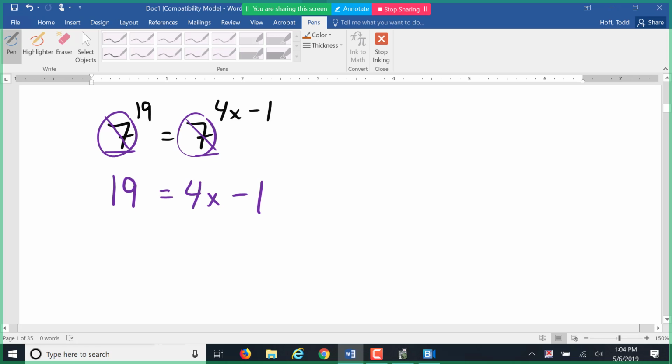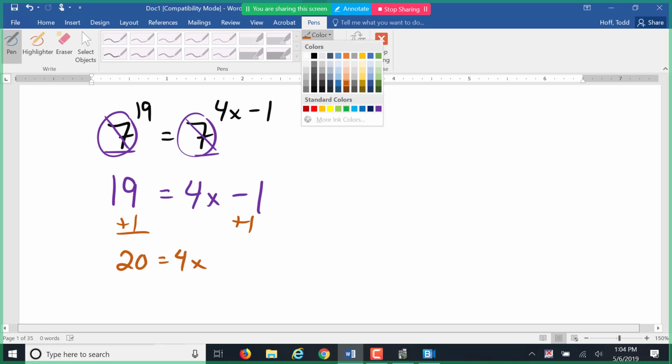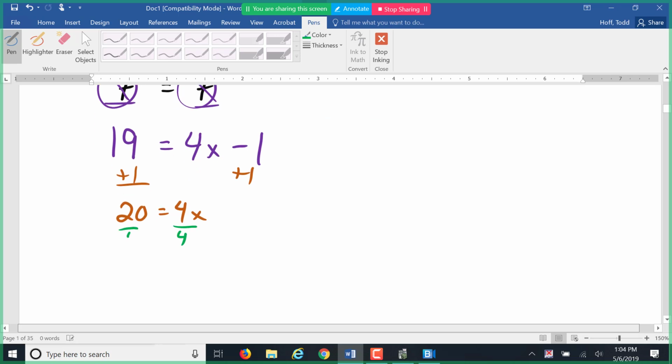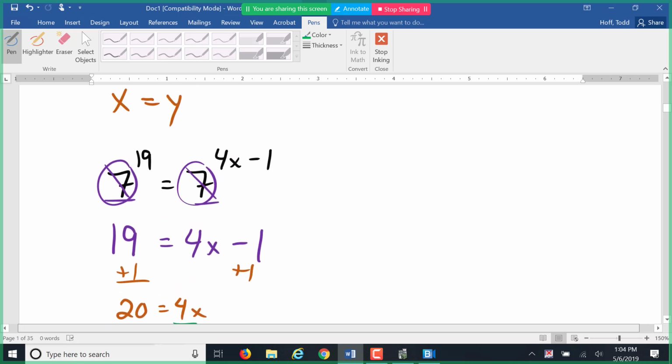Solving that equation, then what are we going to do? Add 1, good. 20 equals 4x, and then? Divide by 4, yes. So 5 equals x. Let's test that back into this equation, make sure it's true. Does 7 to the power of 19 equal 7 to the power of 4 times 5 minus 1? Well, yeah, 4 times 5 minus 1 is 19. 7 to the power of 19 better equal 7 to the power of 19.